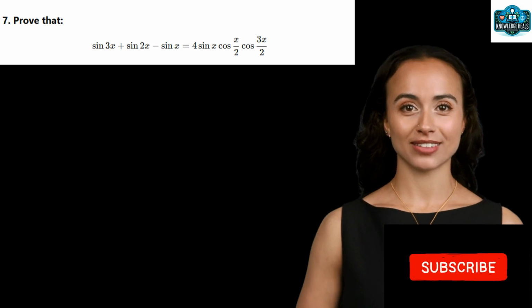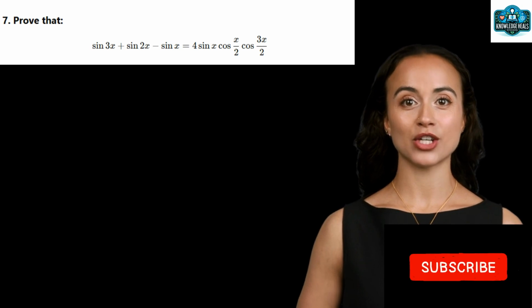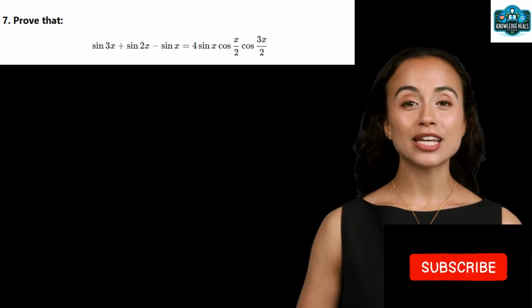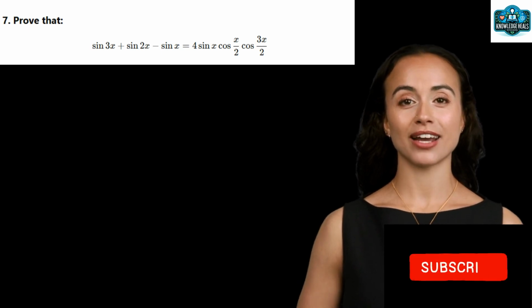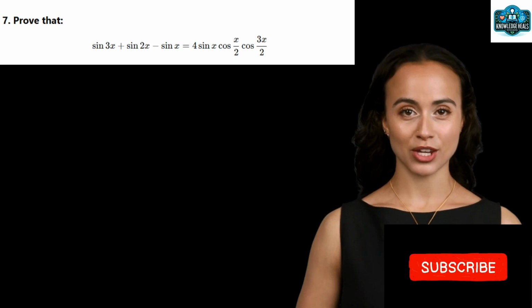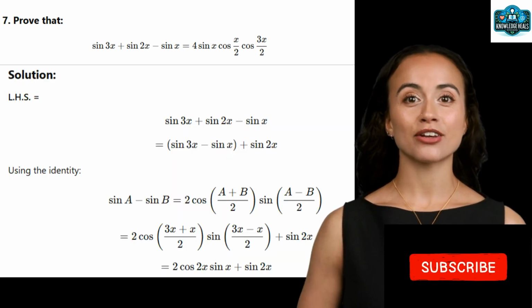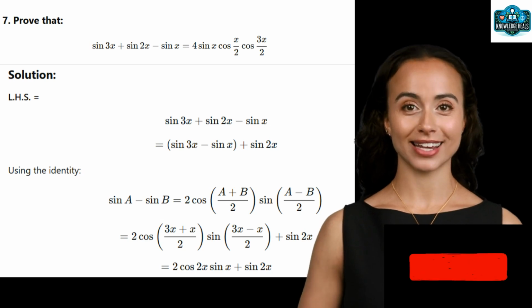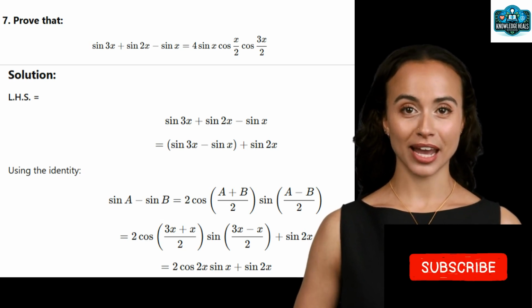Let's see our question 7 proof, and our question is sin 3x plus sin 2x minus sin x, which is equal to 4 into sin x into cos of x by 2 into cos of 3x by 2. We have to prove this equation. Our LHS is sin 3x plus sin 2x minus sin x, which is equal to sin 3x minus sin x plus sin 2x.